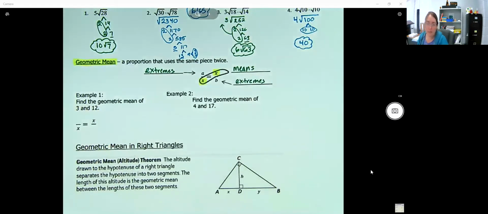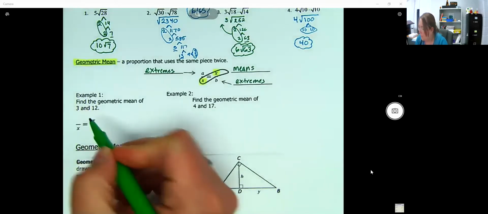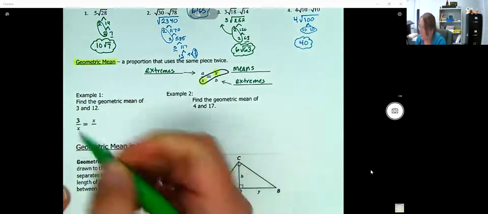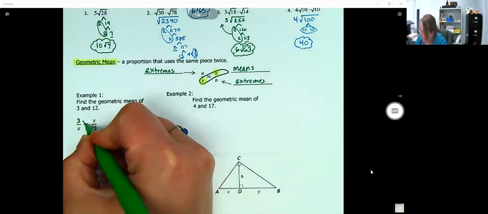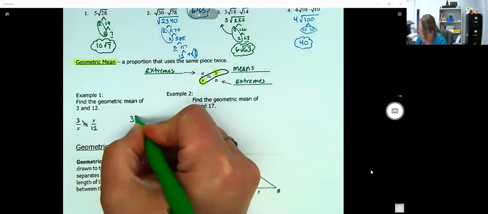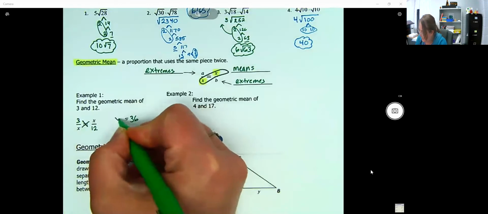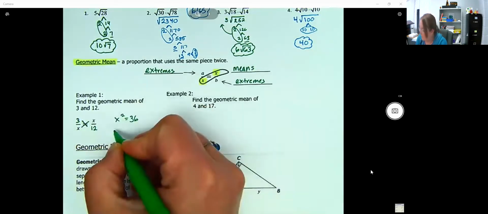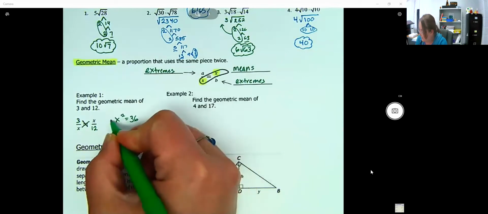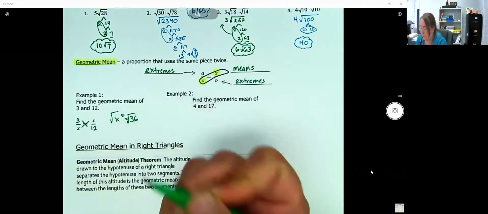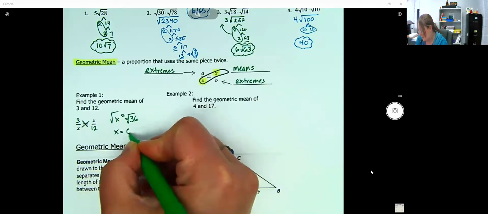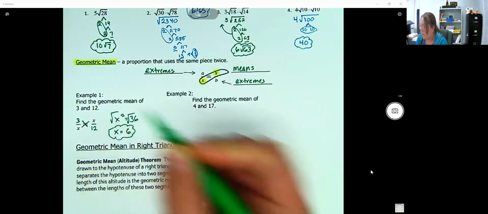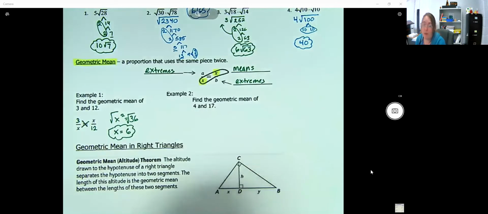Okay. Got a couple examples here. To find the geometric mean of 3 and 12, I've got the mean in here twice, and I want to put one extreme, the 3 here, and another extreme, the 12 here. Then you're just going to cross multiply. Well, 3 times 12 is 36, and x times x is x squared. So what you can do is solve for x by finding the square root on both sides of that equation. So x equals the square root of 36, which is 6. So there you go. 6 is the geometric mean of 3 and 12.